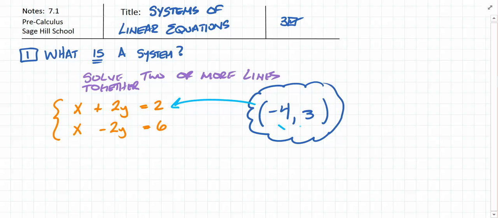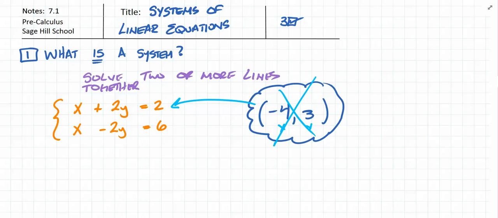Remember, -4 represents x, and 3 represents y. You plug 3 and -4 in respectively for the y and the x, and you see if it makes the equation true. It does work for the first one. It doesn't work for the second one. Kind of a trick question. So the answer then total is no. This is not a solution for the entire system.